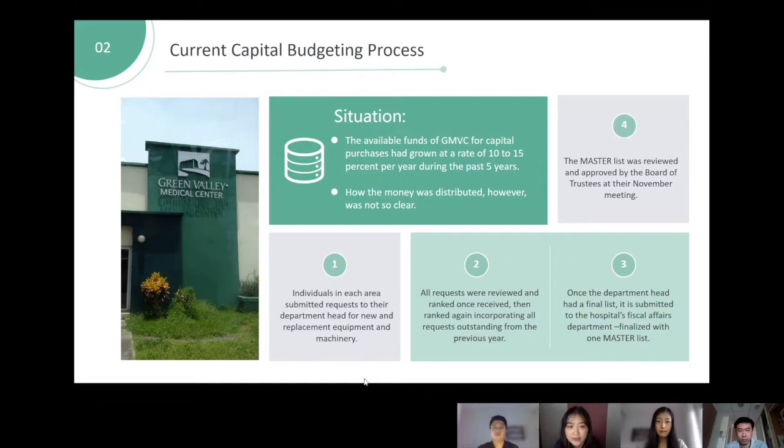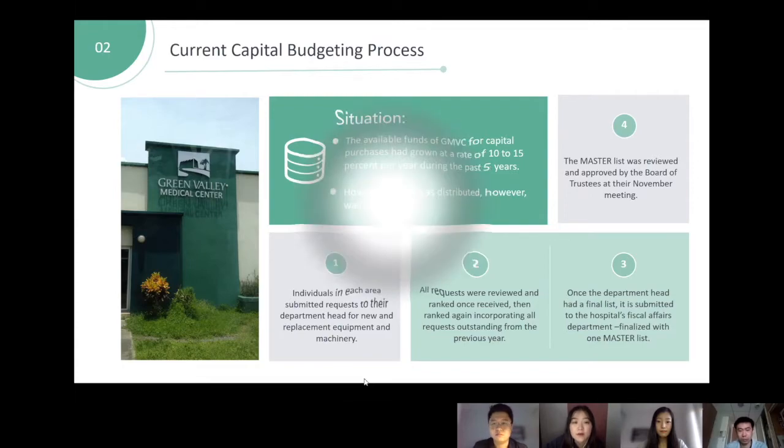capital budgeting process. And from this process, there are also some issues which answer the question, why does the existing system need to be changed? Next, please.